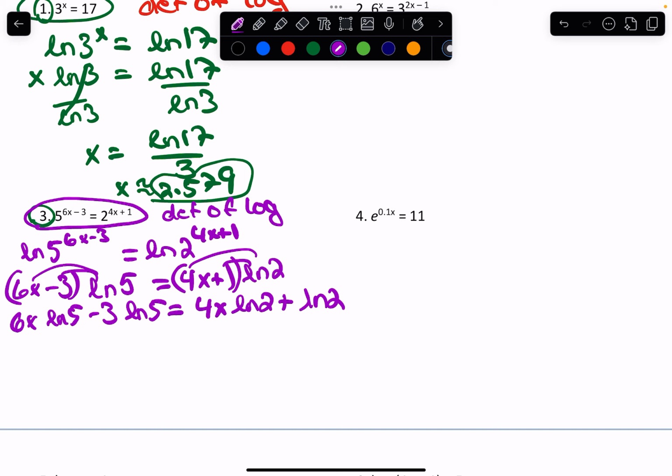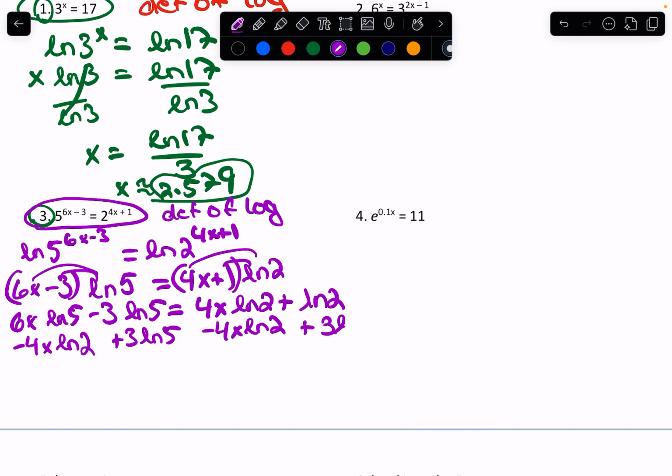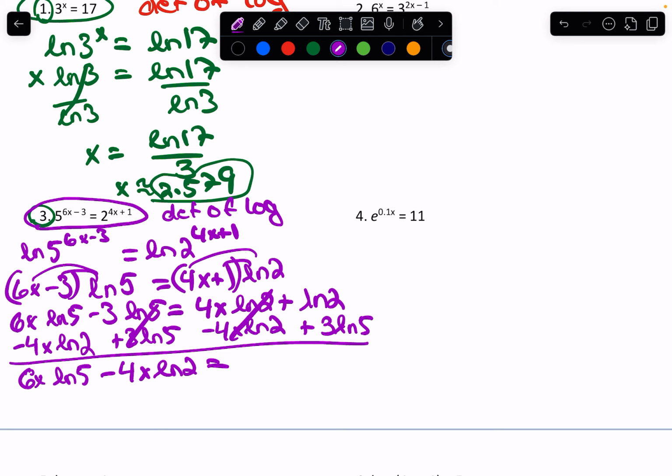Now we want to move the ones that have the x to the same side. And then we're going to move the ones without the x to the right, ln 5. Okay, so these cancel out. We get 6x natural log of 5 minus 4x natural log of 2 equals 3 natural log of 5 plus natural log of 2.